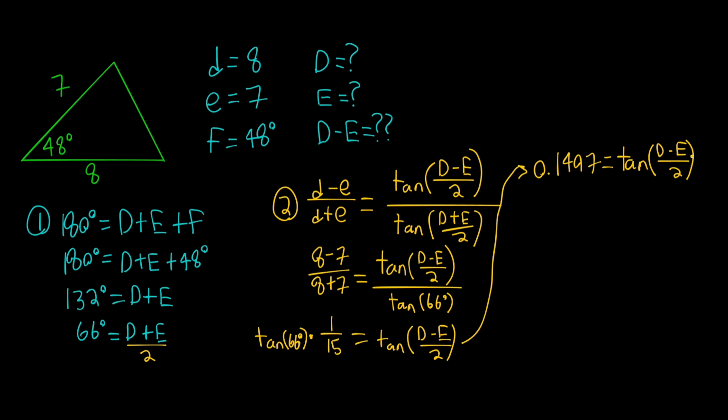Okay, if we take the inverse tangent of both sides, I get 8.5160 is (D minus E) over 2. Multiply both sides by 2, and I get that 17 is approximately equal to D minus E. So the angles D and E are going to be 17 degrees apart.